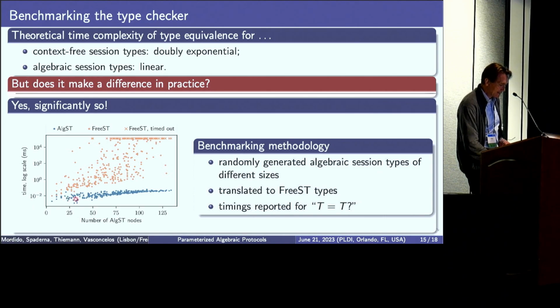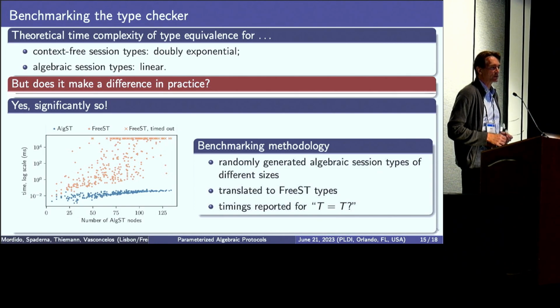And as you can see here, it's still a logarithmic scale. The blue stuff is always down here, and everything is less than 100 microseconds. And up here, as I told you before, it's a bit unpredictable how the type checker for context-free session types behaves, but there are lots of instances for larger types where it just times out after 100 seconds. Well, thank you for that question.